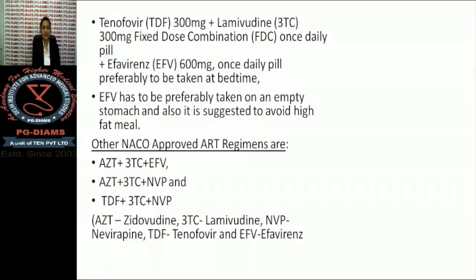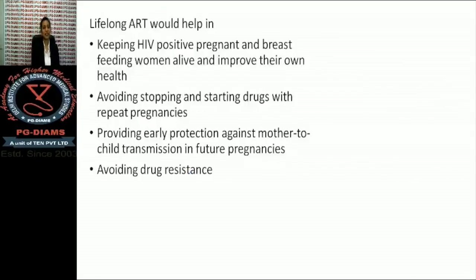The regime that is used is tenofovir 300 mg, lamivudine 300 mg fixed dose, and efavirenz 600 mg once a day. Efavirenz has to be taken on an empty stomach preferably. The other approved regimes are these. They advocate lifelong ART because this will keep the woman alive and it will improve her own health.